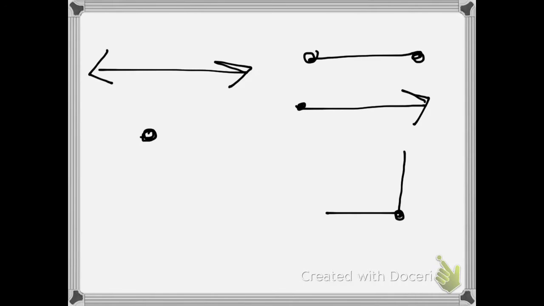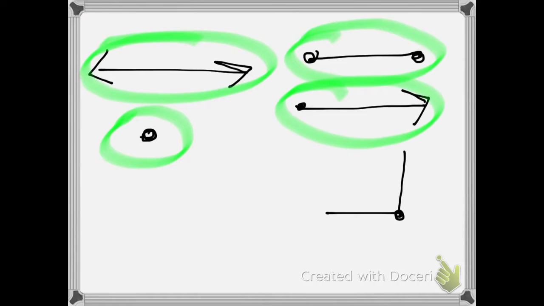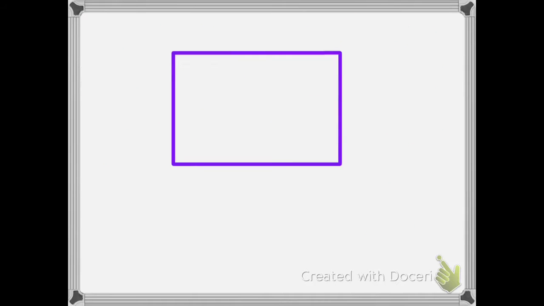The past couple days we've been learning about lines, line segments, points, rays, and angles, and where the two lines meet we call that a vertex. Today we're going to take all of this and we're going to put it together. When we put all of this together, we get what we call a shape.